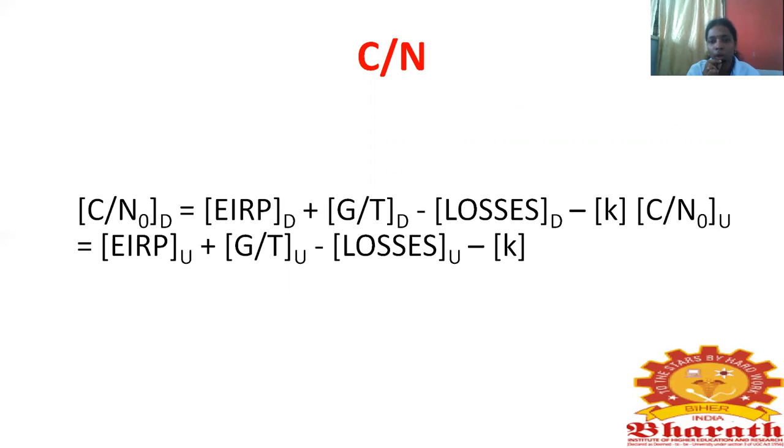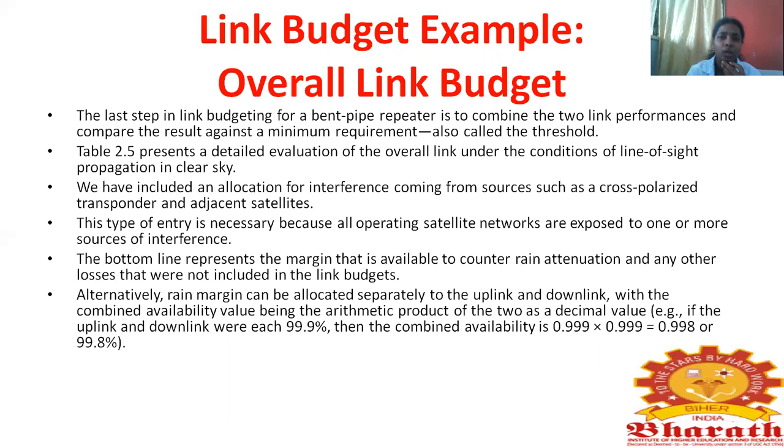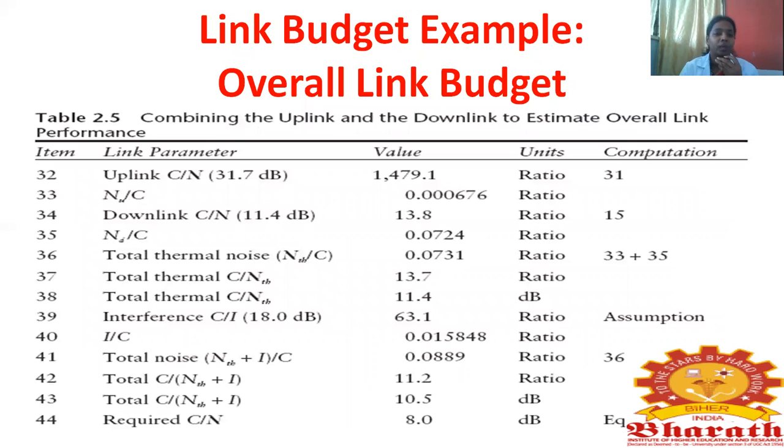And the losses that you're going to have are only the noises that have been raised due to the interference and due to the noise in the atmosphere. So here, the overall link budget we'll just see now, which includes both the uplink and the downlink part. The uplink carrier to noise ratio is going to be 31.7 decibels, and the downlink carrier to noise ratio is going to be 11.4 decibels, right?